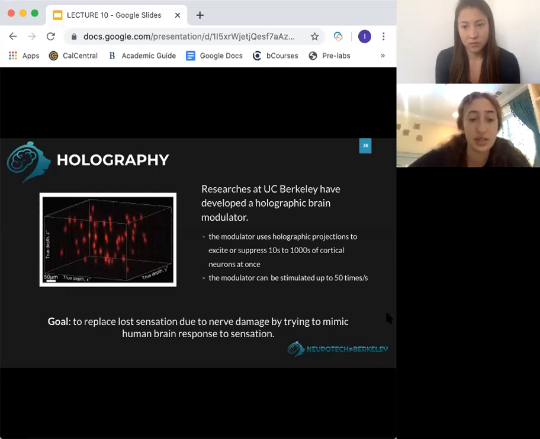The team working on this developed 3D SHOT, which is the holographic projection system. 3D SHOT stands for three-dimensional scanless holographic optogenetics with temporal focusing. And the goal here is to replace lost sensation due to nerve damage by trying to mimic human brain response to sensation. And this is on the route to developing neural prostheses because it is precise enough to interpret the pattern of activation in the brain. In essence, this technique can allow for talking to the brain, thus recovering lost function.